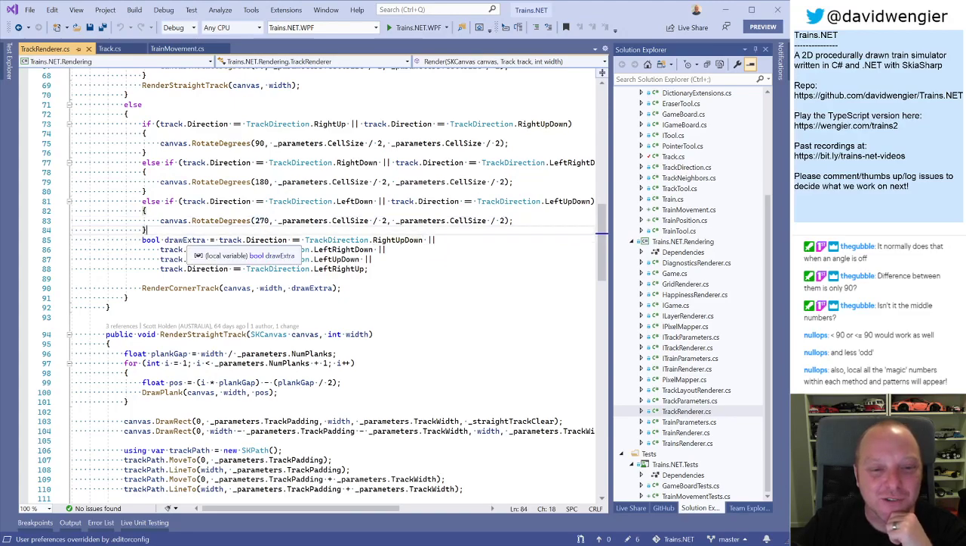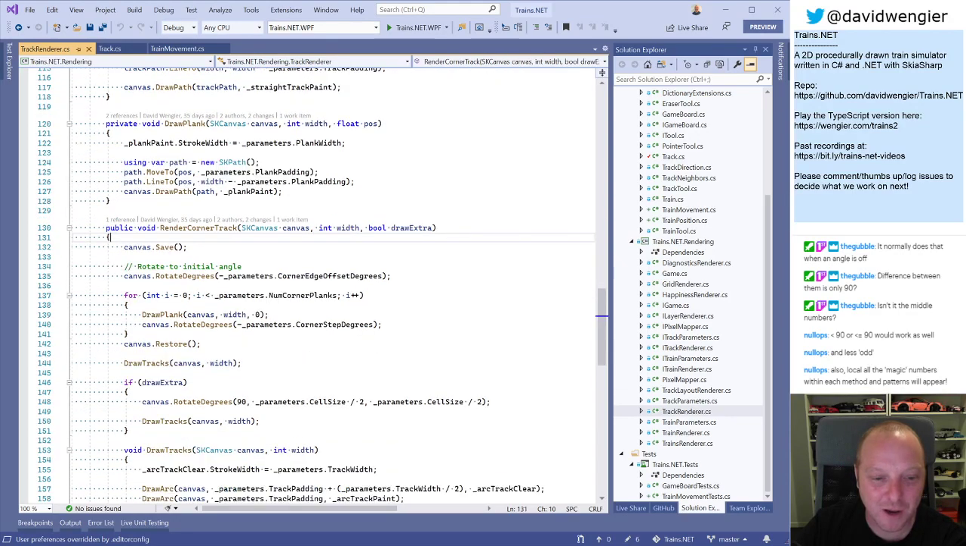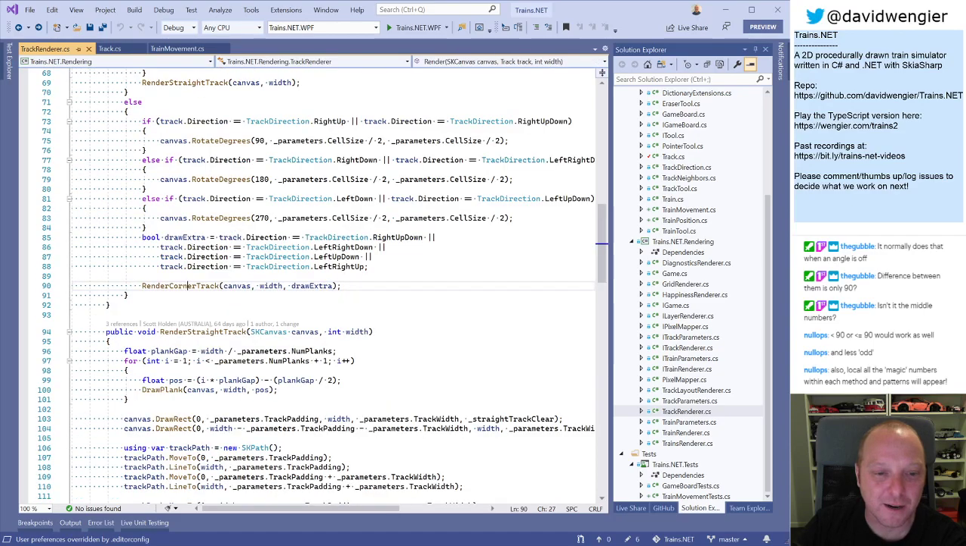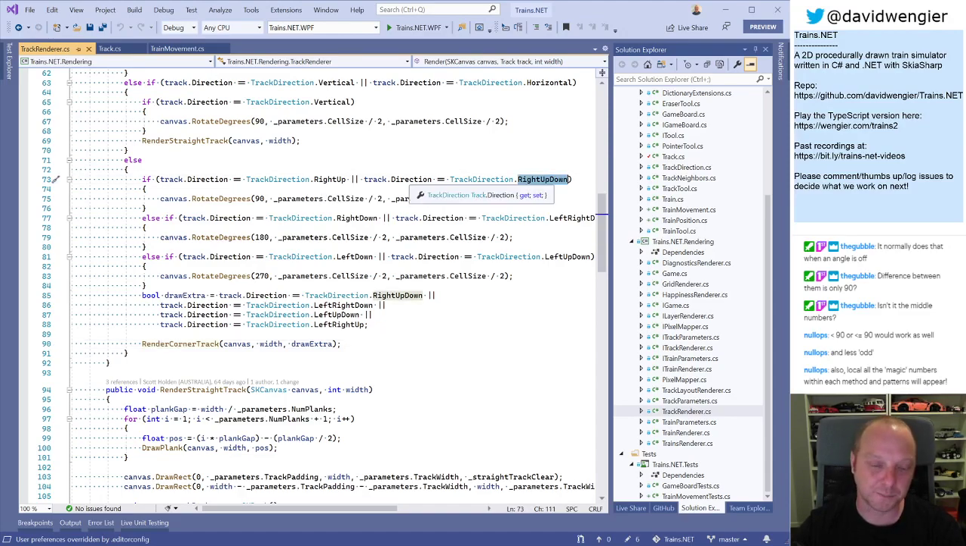So okay, draw extra. What does draw extra mean? Draw extra means draw planks, right? Oh no, that means draw an extra track. Oh, that's annoying. Okay, no, rotate to the initial angle. Alright, so the initial angle will draw the planks at. So that means for right up down, we draw the planks on right up, which means that right down is the odd one out.